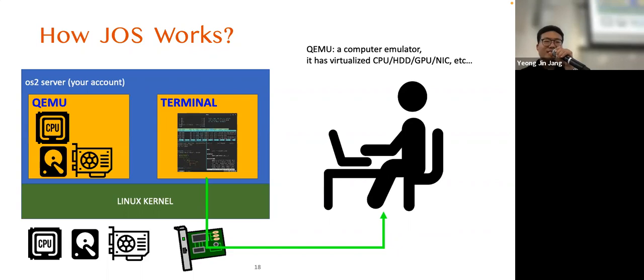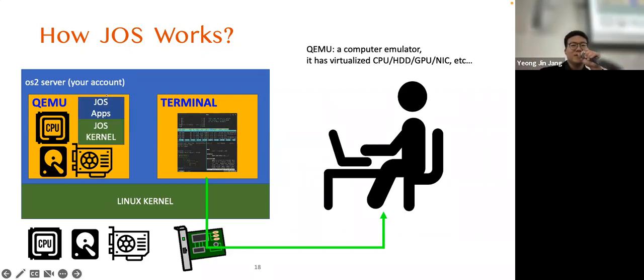The JOS environment is actually inside of QEMU. QEMU stands for Quick Emulator. The reason it is called an emulator is that it emulates a CPU, disk, graphic card, network device, all the hardware devices as software. Even if they are running as software, they are virtualizing everything. So we are running JOS apps and the kernel in here.